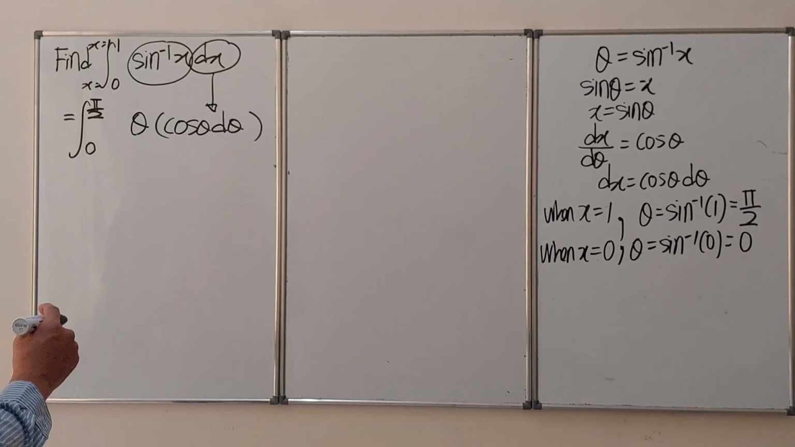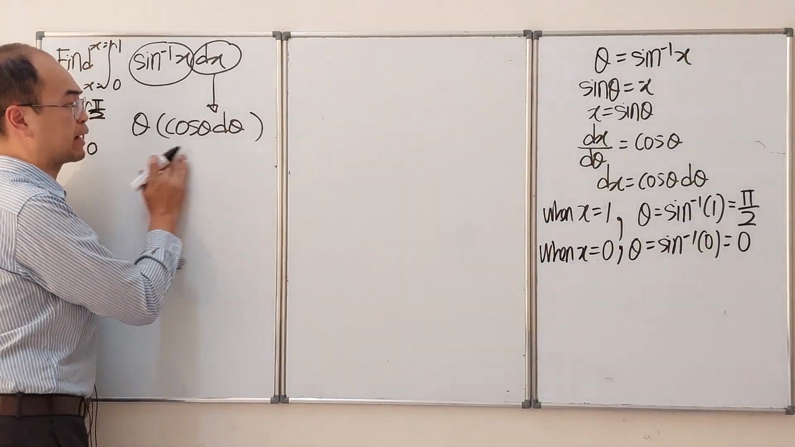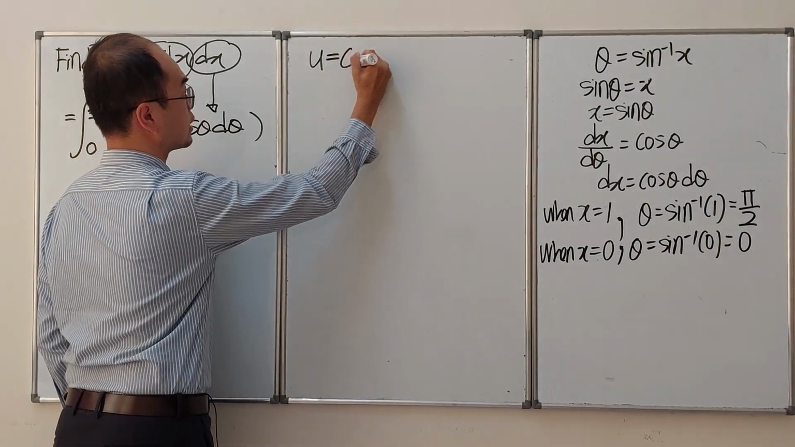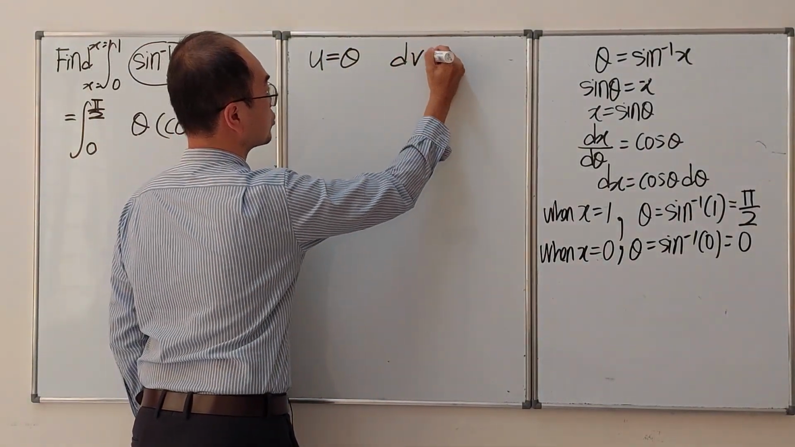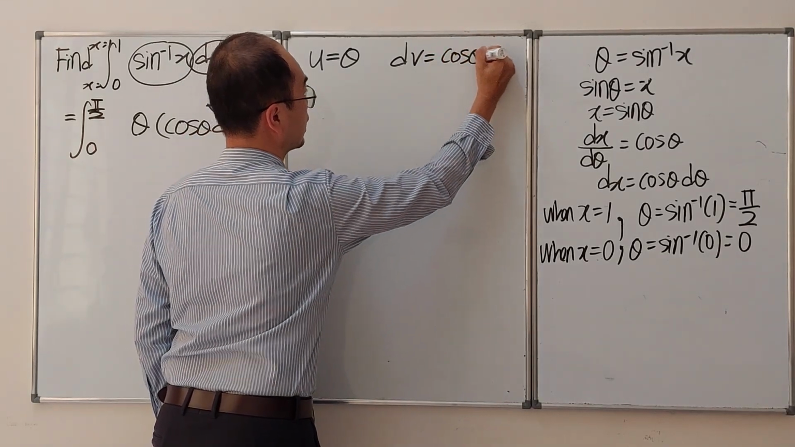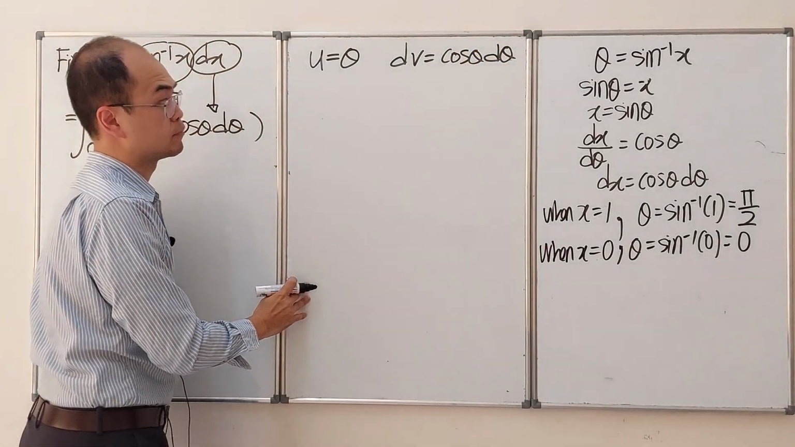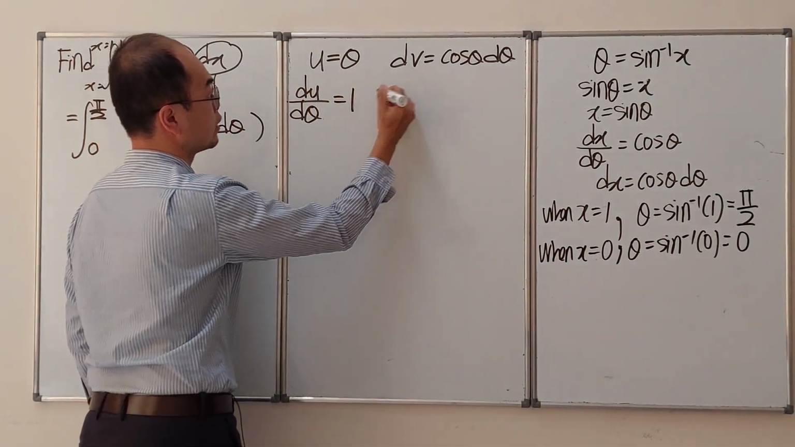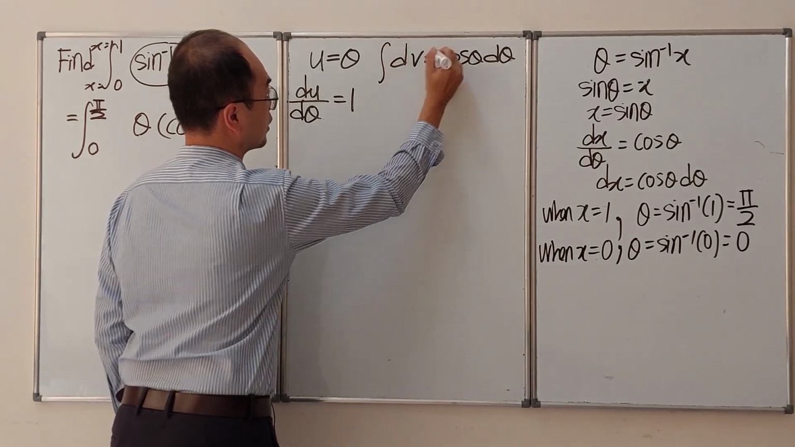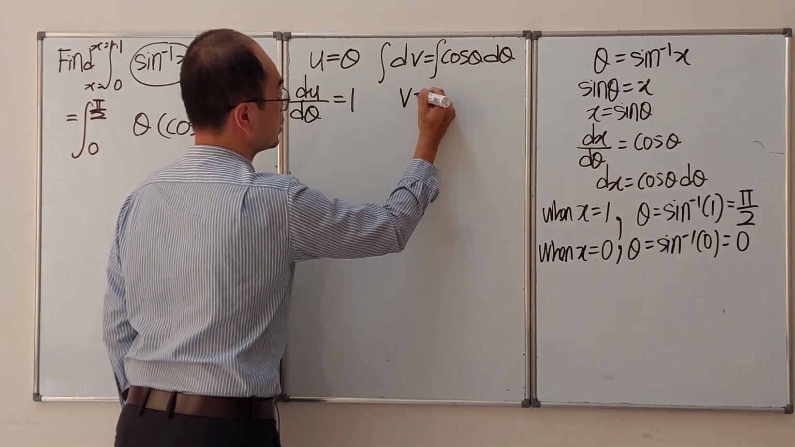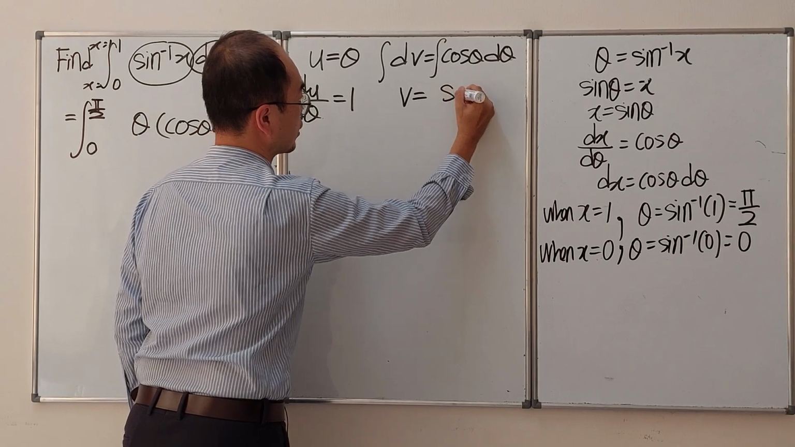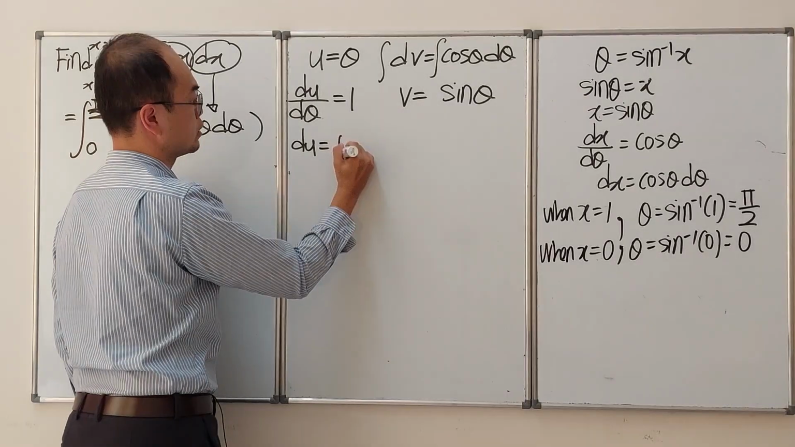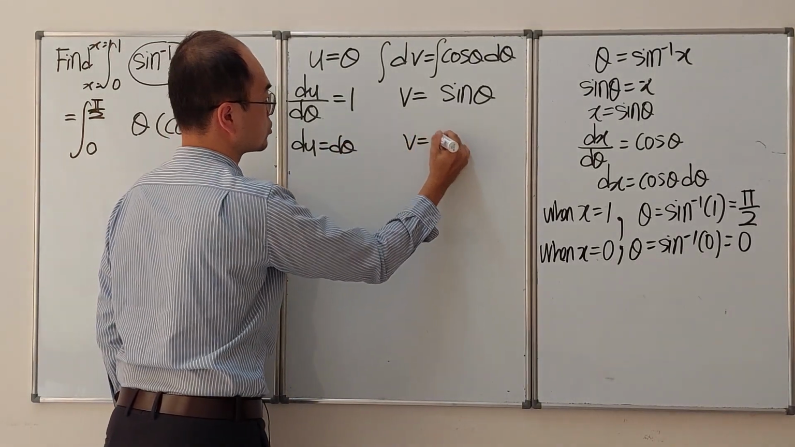So now I'm going to apply integration by parts for this, where u equals theta and dv equals cos theta d theta. So du d theta will be equal to 1. Integrating both sides, I'm getting v equals the integral of cos theta, which gives sine theta. So then you know that du will be d theta and v equals sine theta.